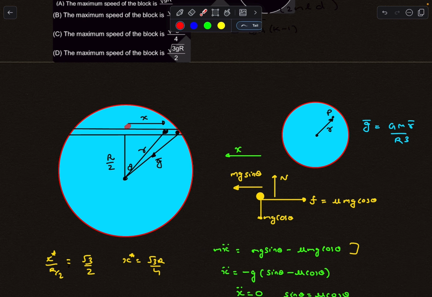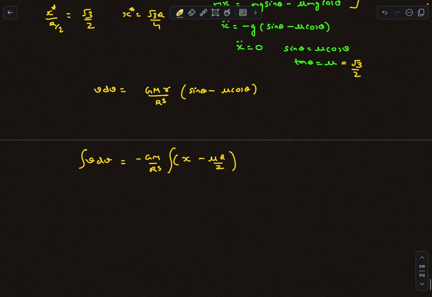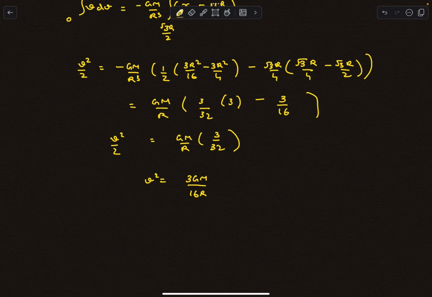Initially the value of x is this particular distance over here. So let's figure it out. This is r and this is r by 2. So the initial x distance is going to be square root of r squared minus r squared by 4, which is root 3 r by 2. So the initial limit of x is root 3 r by 2, and the final limit is going to be root 3 r by 4, which was x star that we just calculated over here. After solving, we will get v squared as 3GM by 16r.